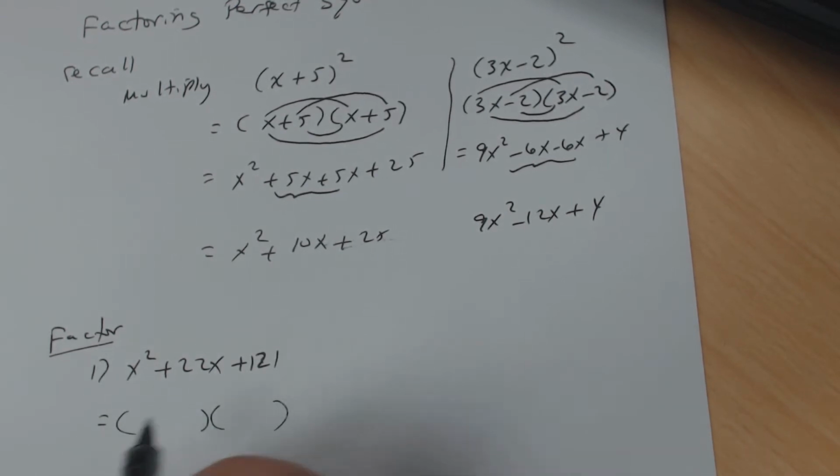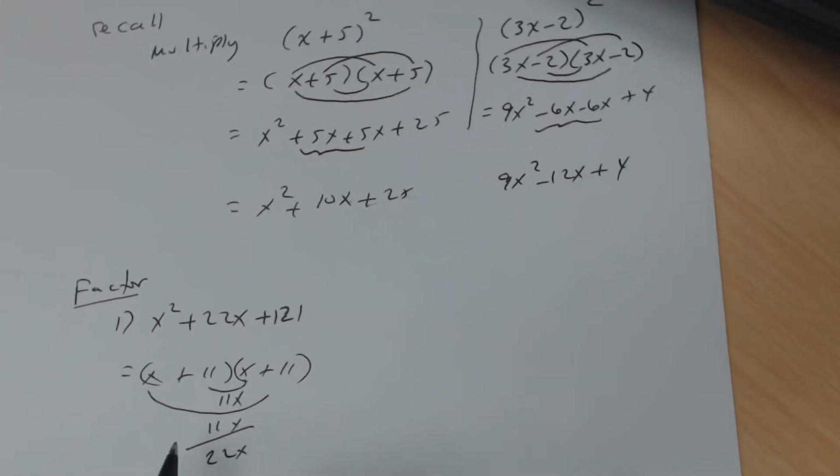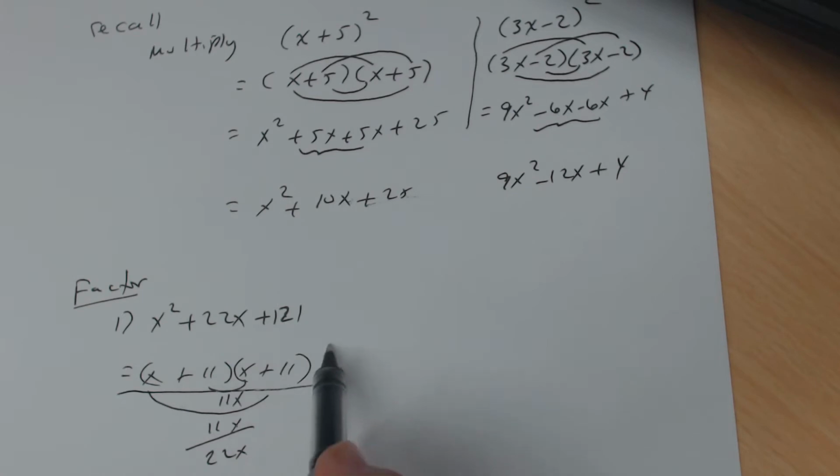So if I use previous methods, you could go to trial and error. So x times x is x squared. For 121, the possibility, let's say, is 11 times 11. The last sign is positive. That means that both signs in here are going to be the same, and they're both going to be positive. And you check yourself. The outer is 11x. The inner is 11x. And when I add them up, I do get 22x. So there's your answer for that. Okay, that's using previous methods.